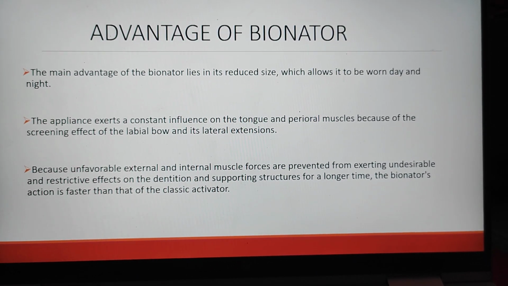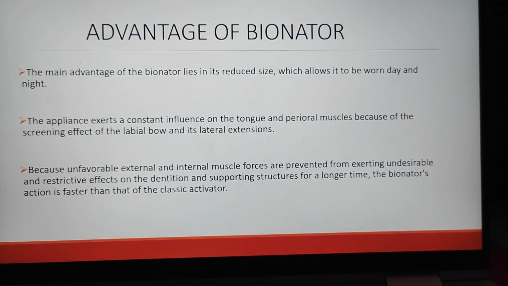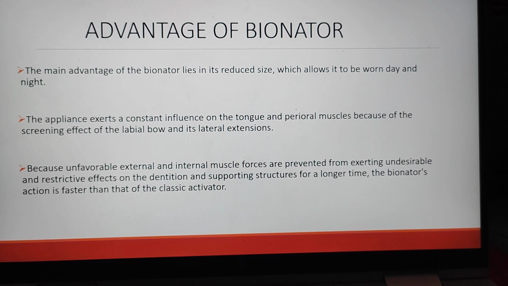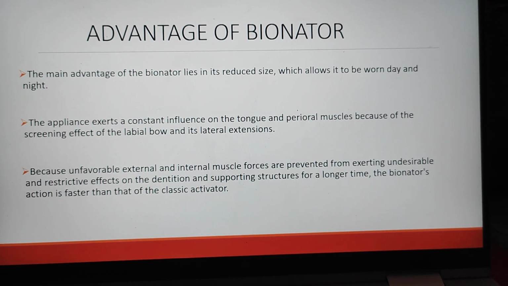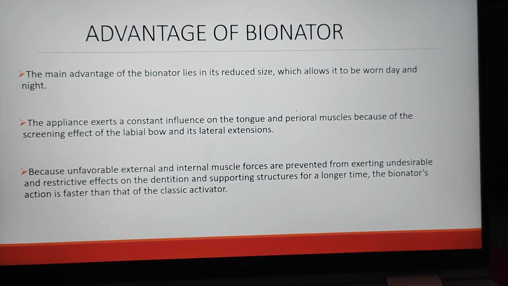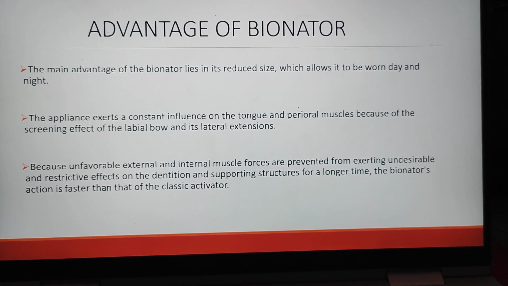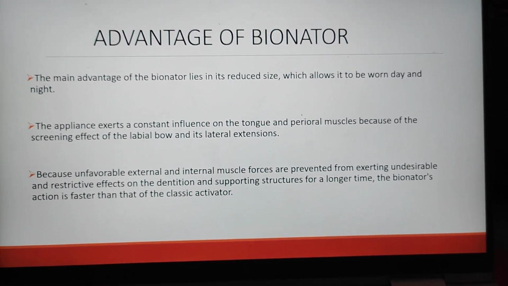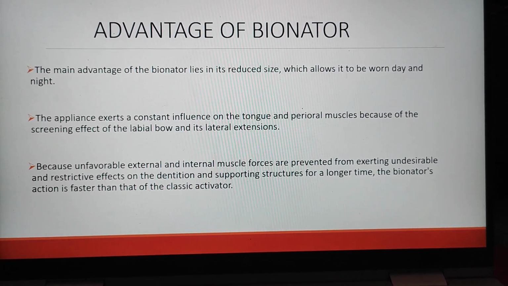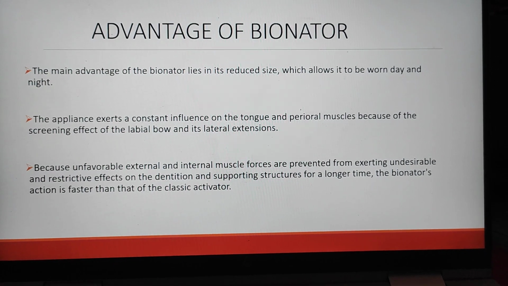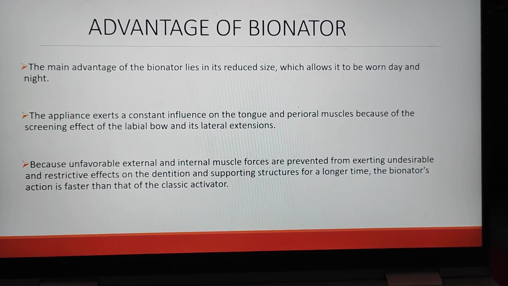Now there are various advantages of the bionator. As we have seen, it has a reduced bulk, hence can be worn day and night. The appliance also exerts a constant influence on the tongue and the perioral muscles because of the screening effect of the labial bow and its lateral extensions. Because unfavorable external and internal muscle forces are prevented from exerting undesirable and restrictive effects on the dentition and supporting structures for a longer time, the bionator action is much faster as compared to the activator.